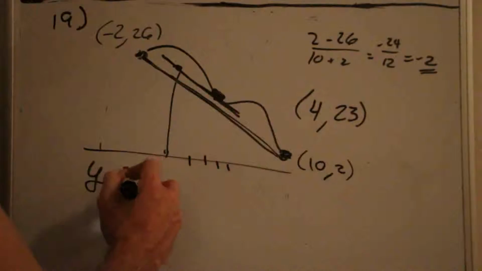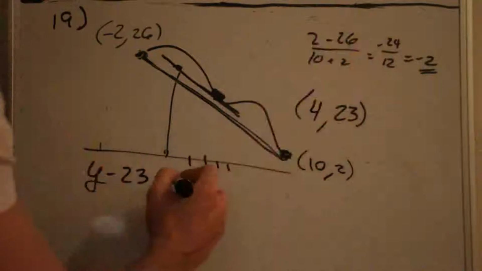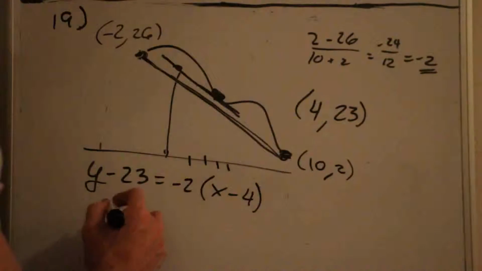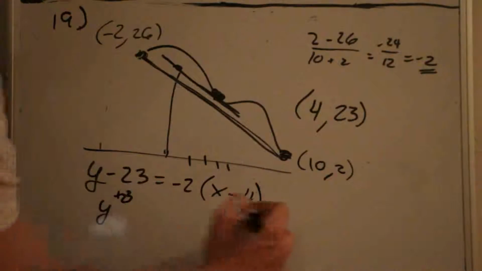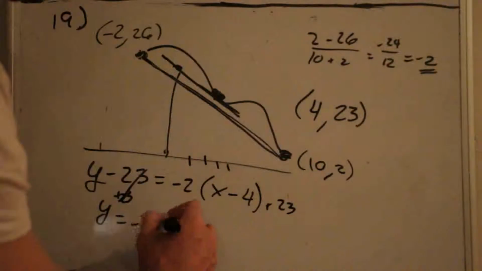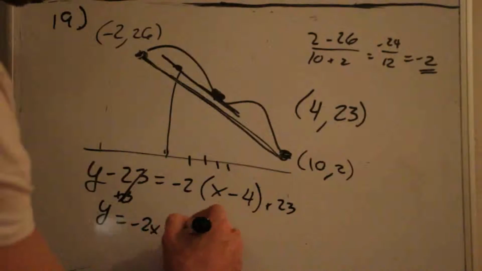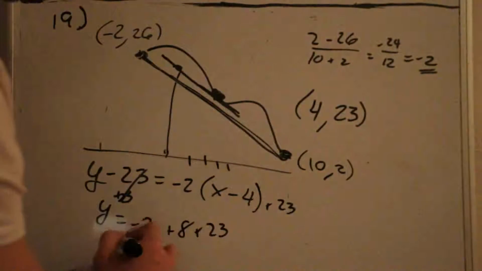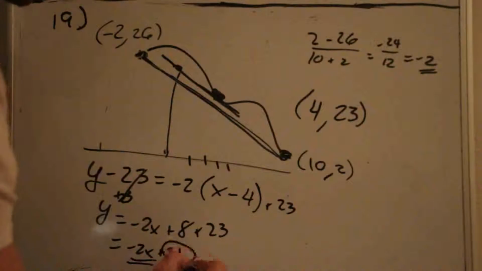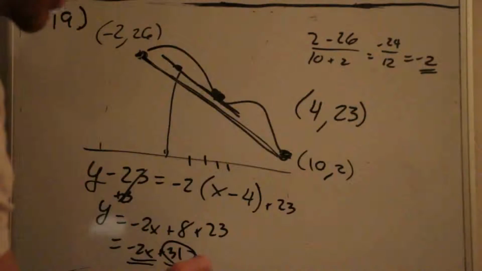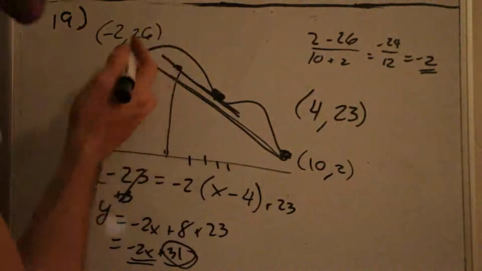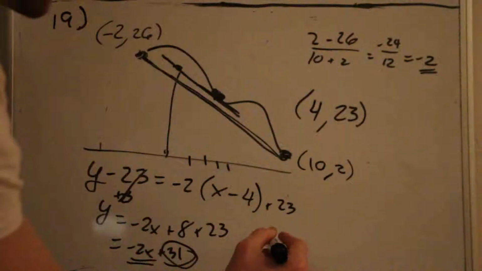Y minus y1, which is 23, equals the slope, negative 2, times x minus x1, which is 4. Okay, so I'll add 23 to both sides, and I get y equals negative 2x, negative 2 times negative 4 is positive 8, plus 23, equals negative 2x plus 31. Here is my slope, here's my y-intercept, 31, so my answer is C, because obviously the x value at the y-intercept is going to be 0, so my point is (0, 31), and my answer is C.